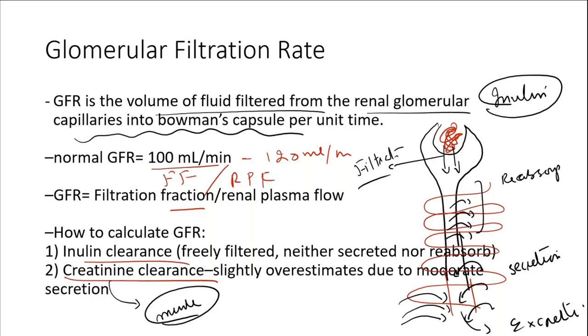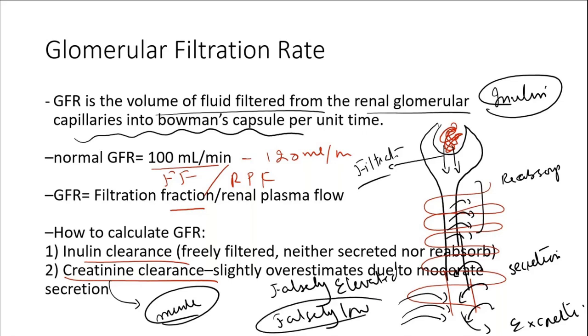And sometimes creatinine can give us falsely elevated kidney function and sometimes falsely low kidney function. How? Because creatinine is produced by the muscle. So let's say someone is cachectic because of cancer, there is no muscle on the body, so creatinine is not even produced from the muscle.